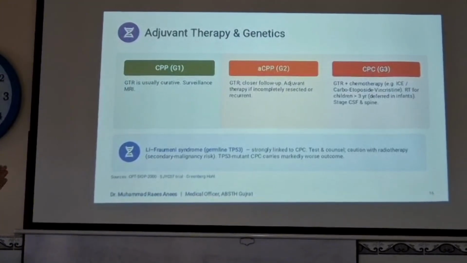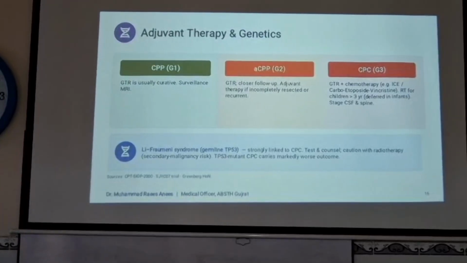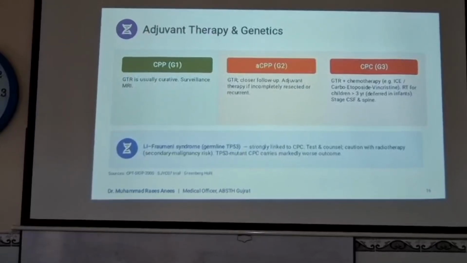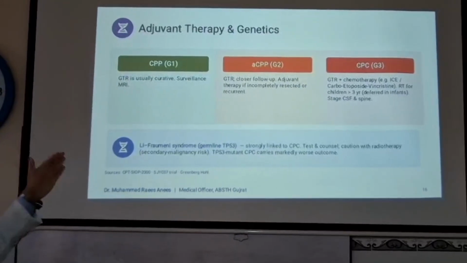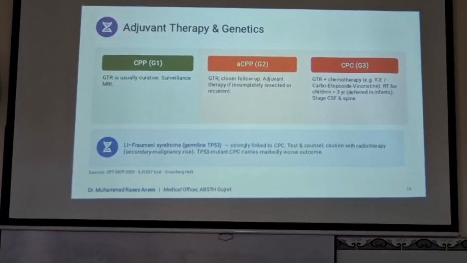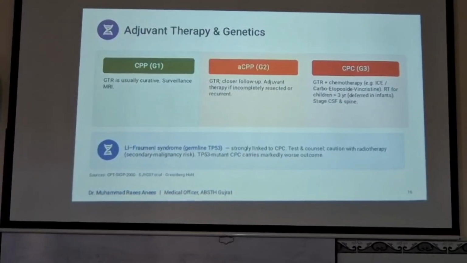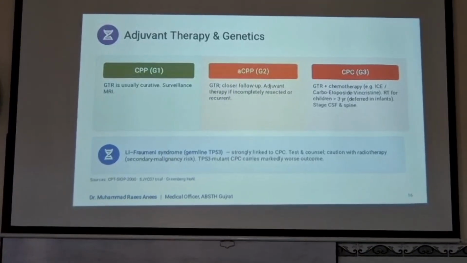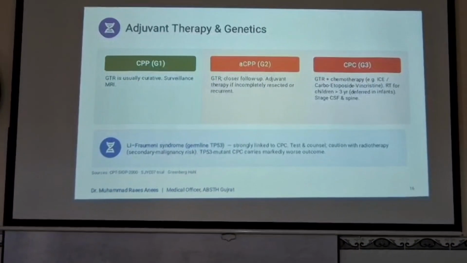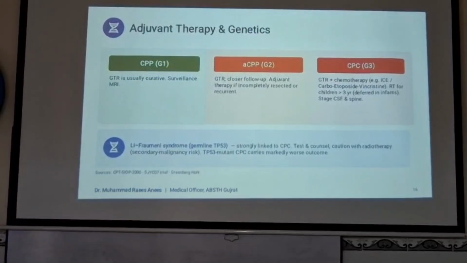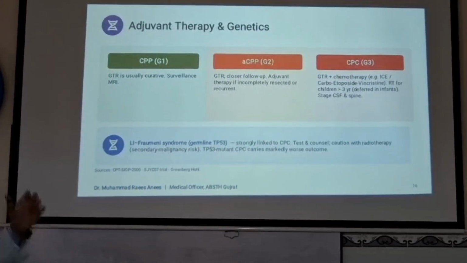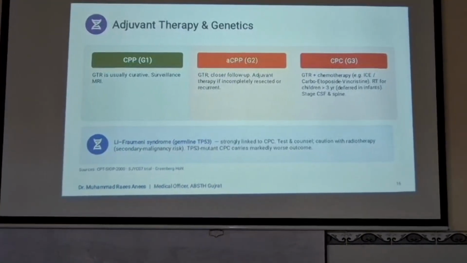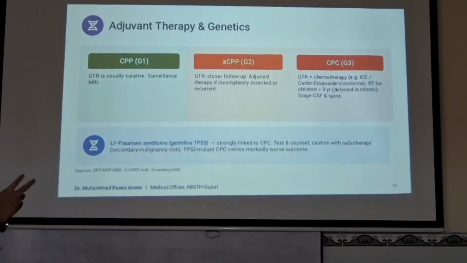For atypical choroid plexus papilloma, after gross total resection, closer follow-up is needed, at 4 weeks, then 2 months, and then 6 months. Adjuvant therapy, if incompletely resected or recurrent, is GTR plus chemotherapy. In infants less than 12 months, we do not go for radiotherapy, so we go for chemotherapy first. This chemotherapy will be given to infants who have a subtotal resection or any residual disease.